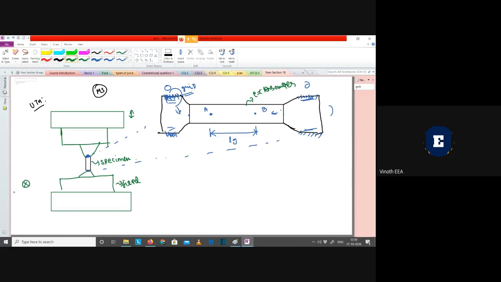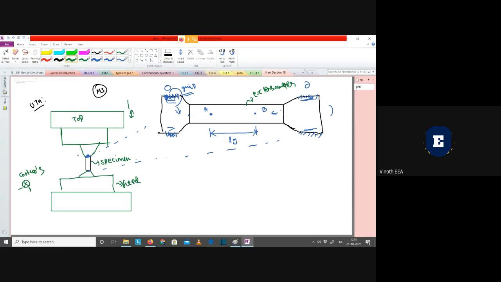I will be having, what is that exactly called? I'm not able to recollect it. Okay, I can say it in this manner. The controls will be there in my hand. I can use this to move this top side of the UTM machine up, or I can move it down.